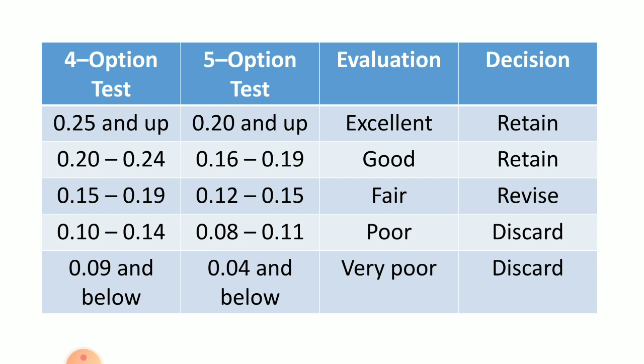Same is true with the 5-option test. If it is 0.20 and up, that is excellent, then retain the choice. If it is 0.16 to 0.19, that is good, then also retain the choice. If it is 0.12 to 0.15, that is fair, then revise. If it is 0.08 to 0.11, that is poor, then discard. And lastly, if it is 0.04 and below, that is very poor, then discard.